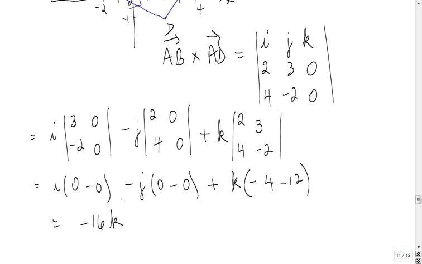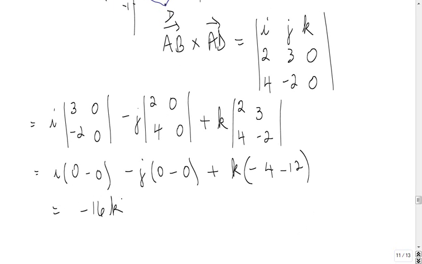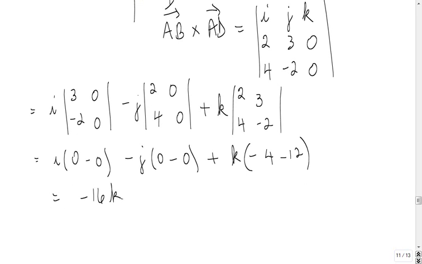So this only has one component, so it's really easy to find the length. So the area of the parallelogram is the length of AB cross AD. That's the length of negative 16K, which is just 16. It is just simply on the z-axis, so the length is just 16.